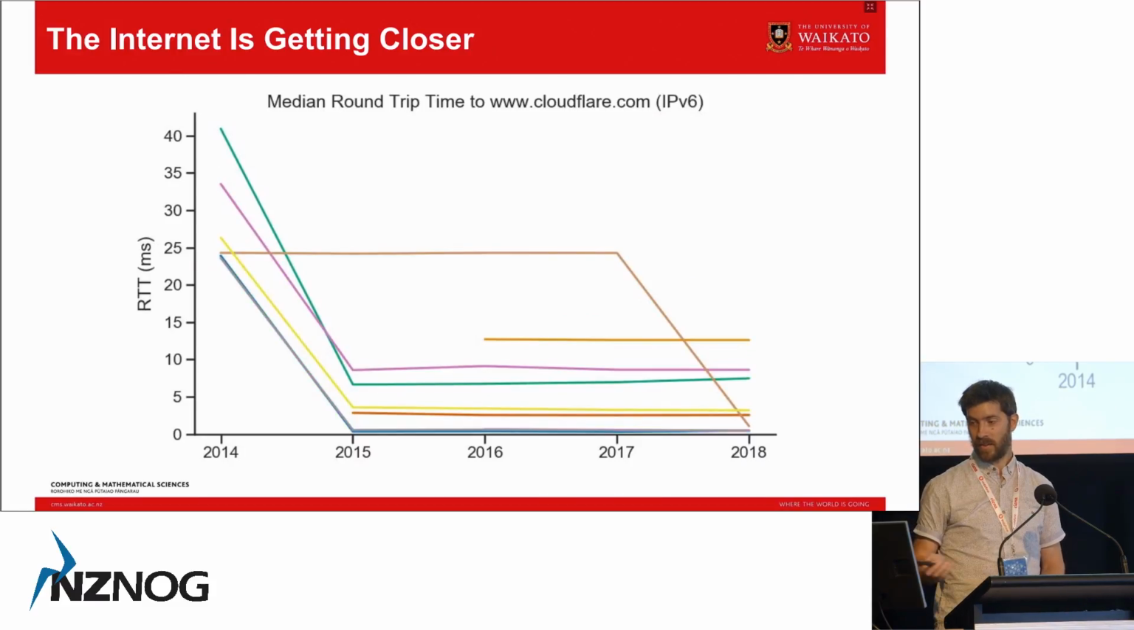Looking at V6, this is to Cloudflare as well. It follows a similar path. There's a lot fewer of our monitors that actually do V6 at the moment, but those that do, they're picking it up just as close. They've got very similar performance, V4 and V6.